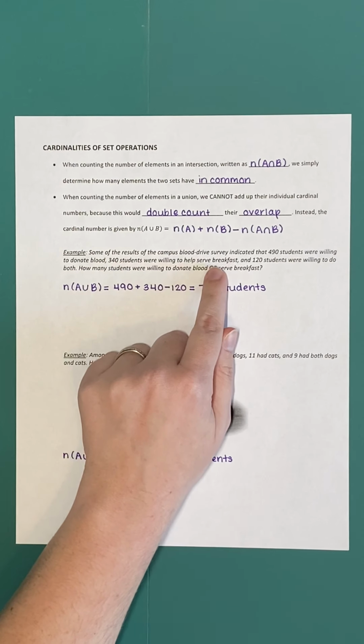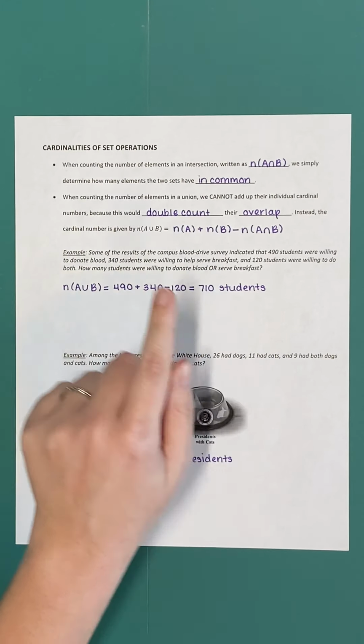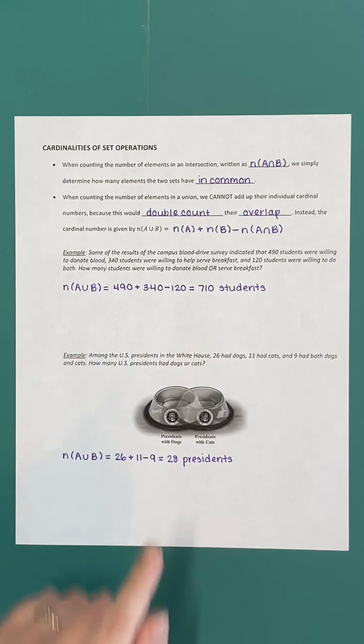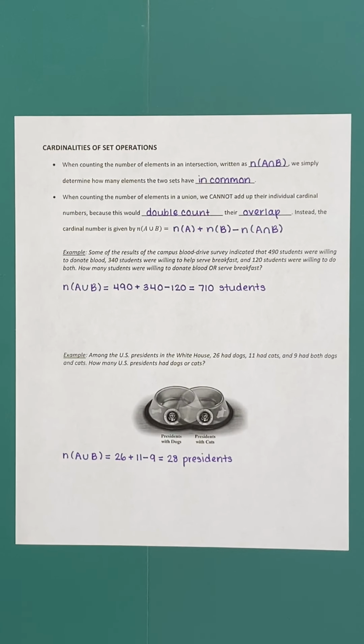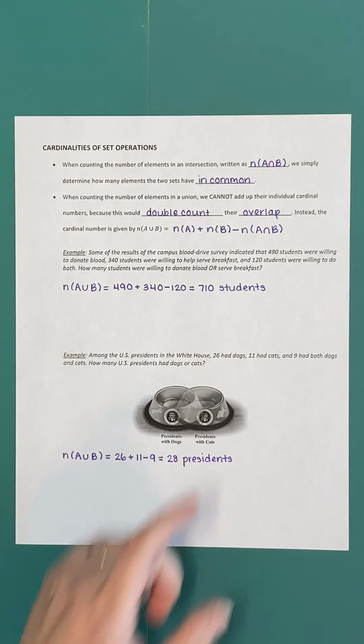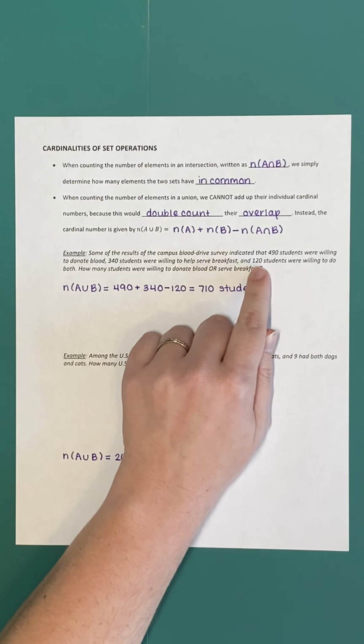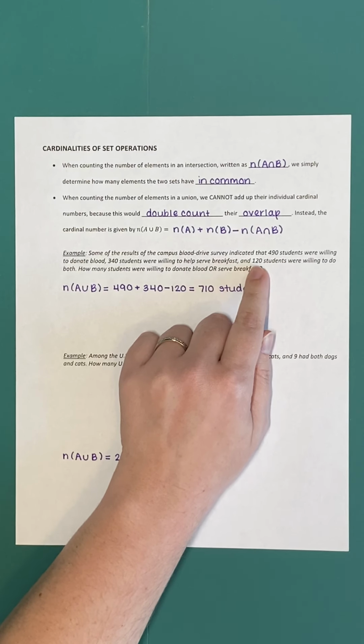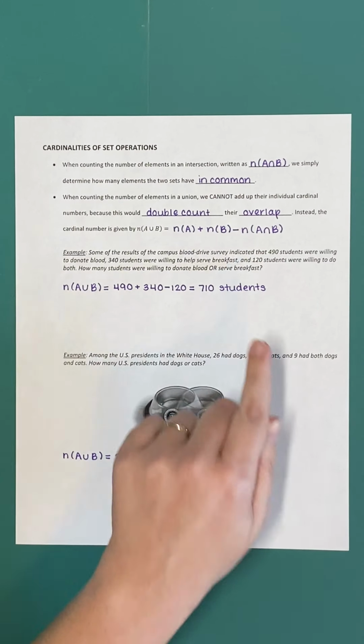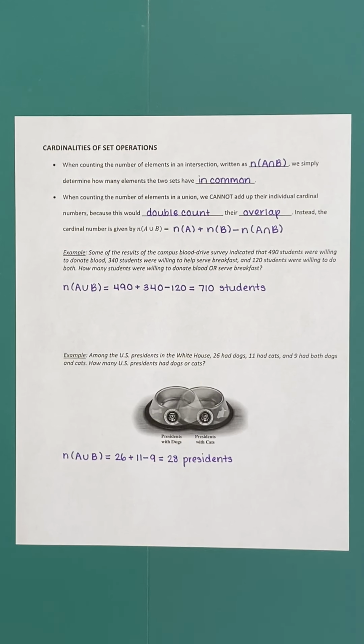340 students were willing to serve breakfast. Well, not only serve breakfast, 340 students in total were willing to serve breakfast. So again, that includes people who only wanted to do one thing, as well as people who are willing to do both. Now, we do have to be told who's willing to do both things. So notice in this case, 120 students were willing to do both. So we do know how many are in the overlap, how many fall into category A and category B. And knowing this, now we have enough information to determine essentially the count for the union.